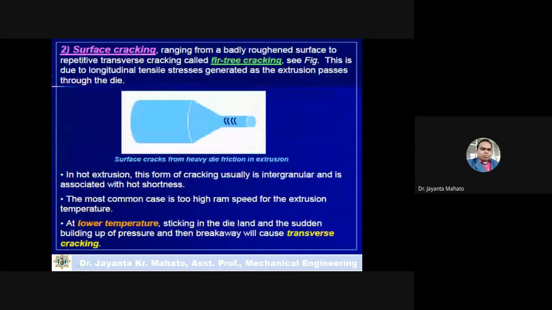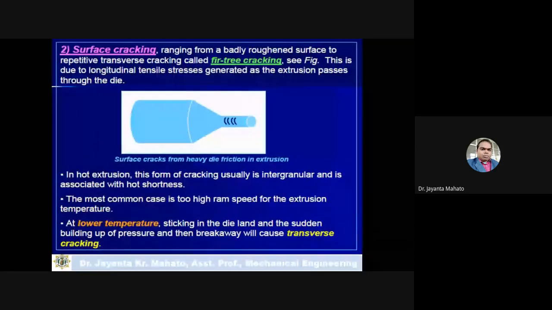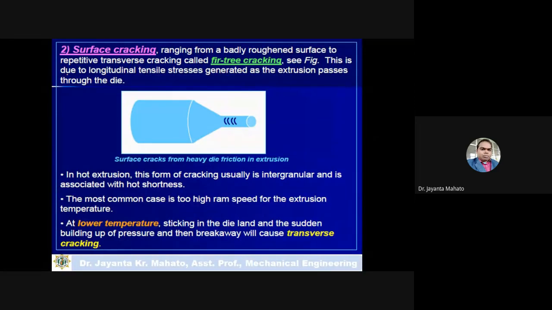Now another is surface cracking. This surface cracking ranges from a badly roughened surface to a repetitive transverse cracking called fir-tree cracking. Okay, so this is the figure of fir-tree cracking. This is due to the longitudinal tensile stress generated as the extrusion passes through the die.